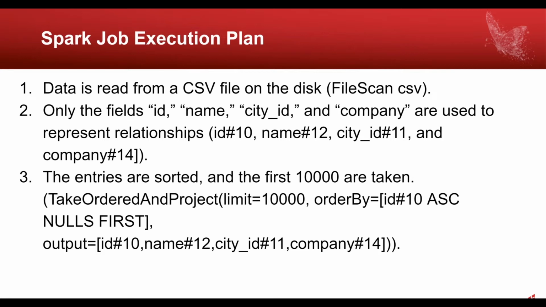After that, you can see that we have order by ascending using the ID field that has number 10, and we have a limit of 10,000. So we will make some sort. Using such an explain command, you can clarify how every data set was created in your Spark job. It can be very useful for debugging.